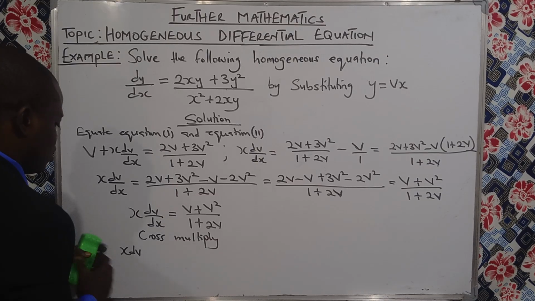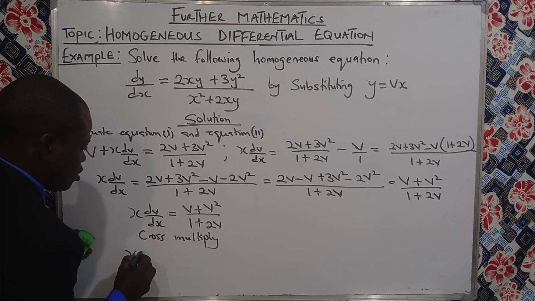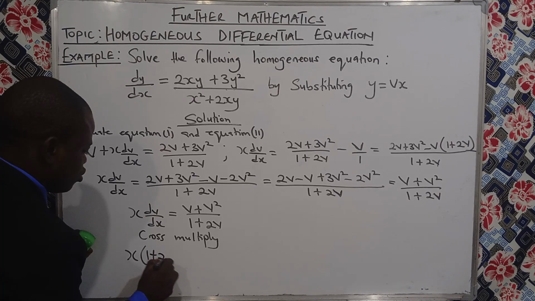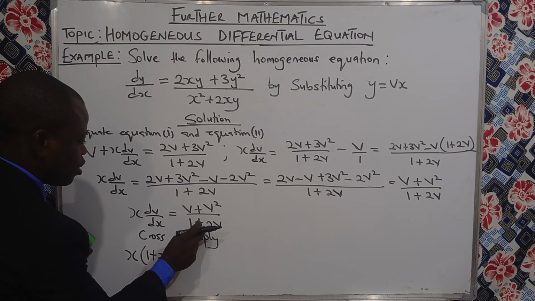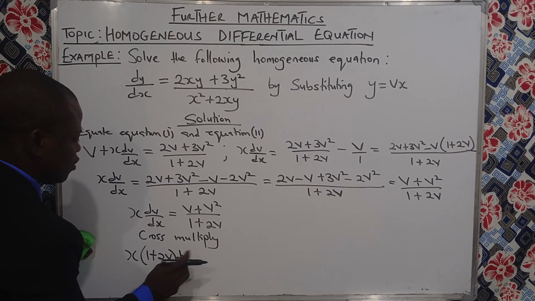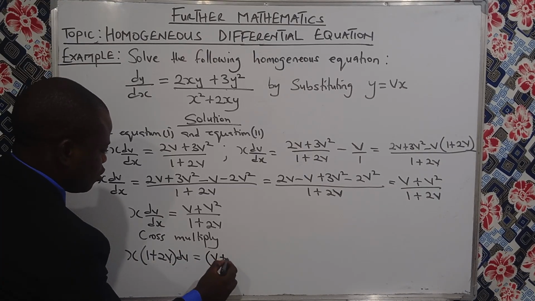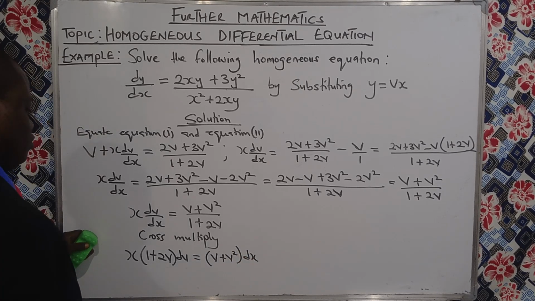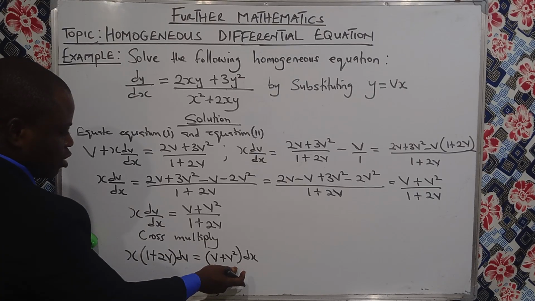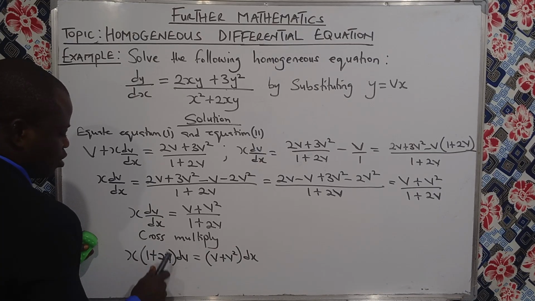x, let's write it like this, x times 1 plus 2v, let's put it in the bracket, dv equals v plus v squared dx. I want this v plus v squared to come to this side, because 1 plus 2v is in the bracket, and the v is also on the v side.